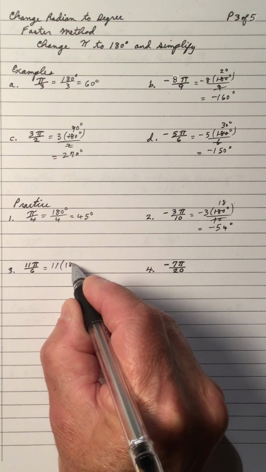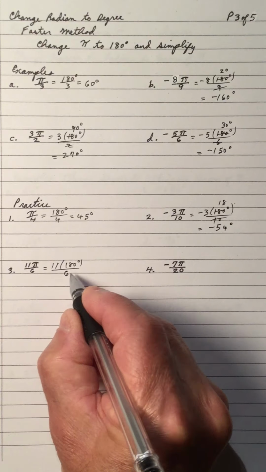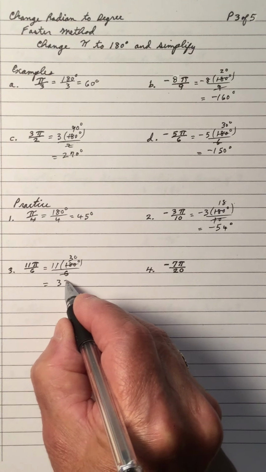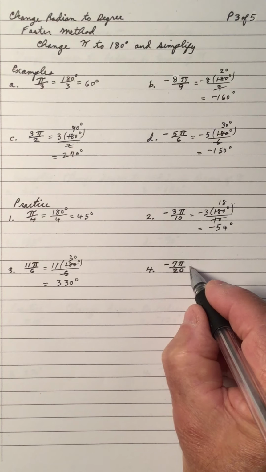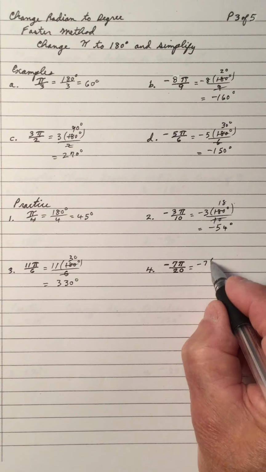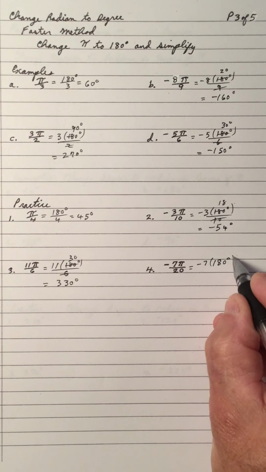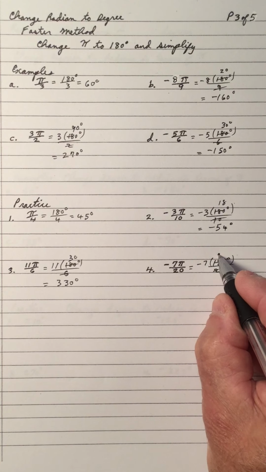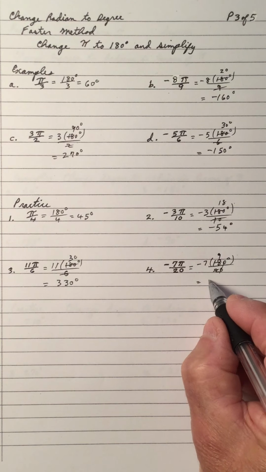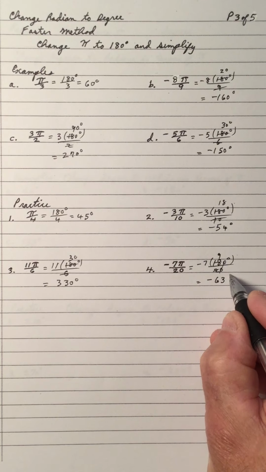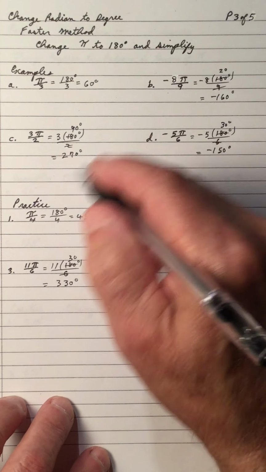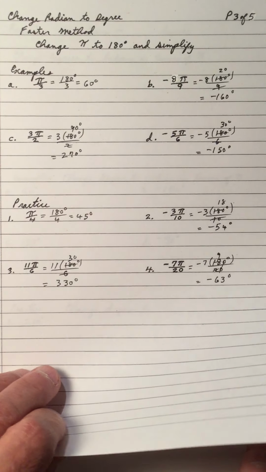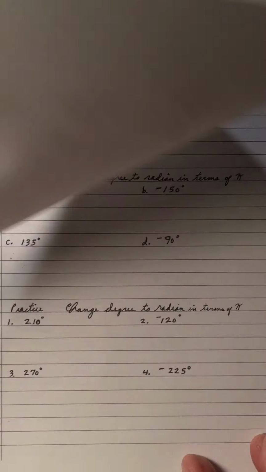Pi is 180 degrees divided by 6. 6 into 180 is 30. And 11 times 30 is 330 degrees. And again, a negative 7. Pi is 180. And we have a 20. The zeros cancel. 2 into 18 goes 9. Negative 7 times 9 is negative 63 degrees. And notice that in all of these, the denominator is canceling into 180. And that's what you'll find when you do most of the questions in trig.